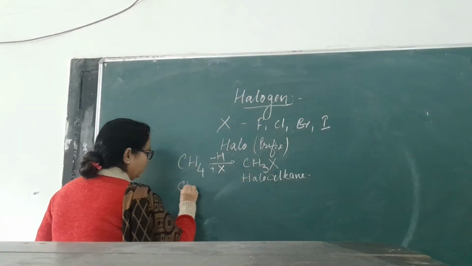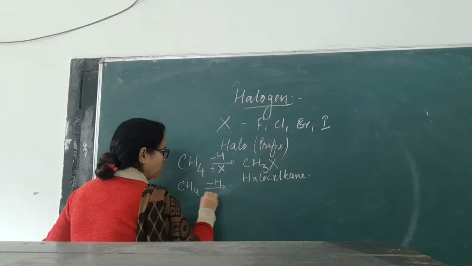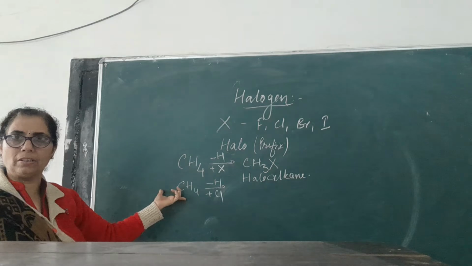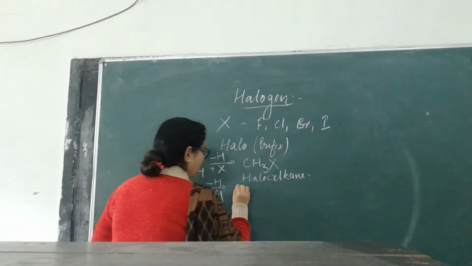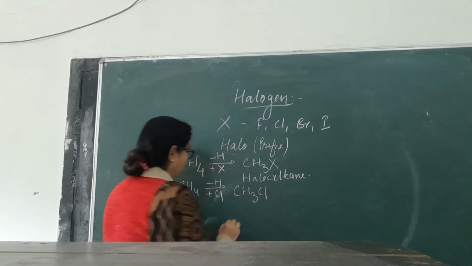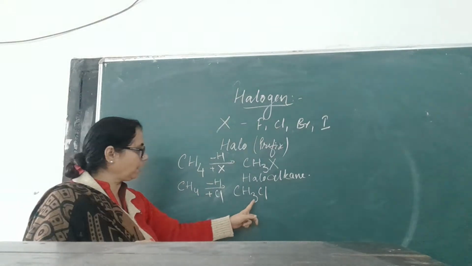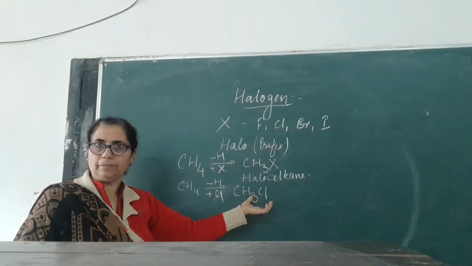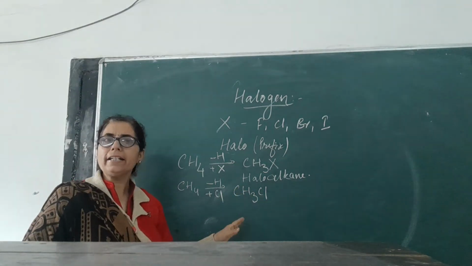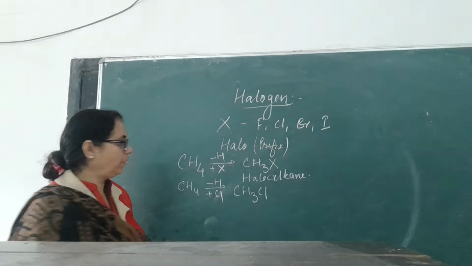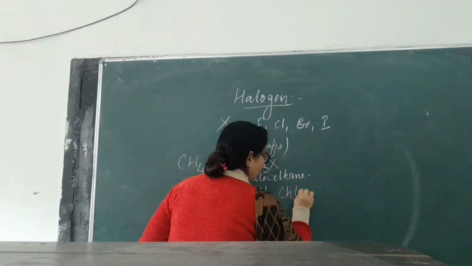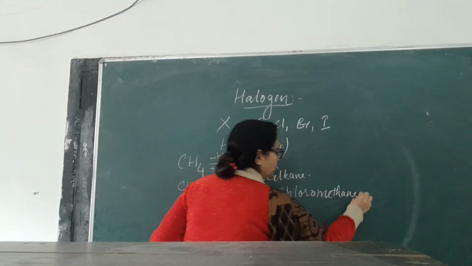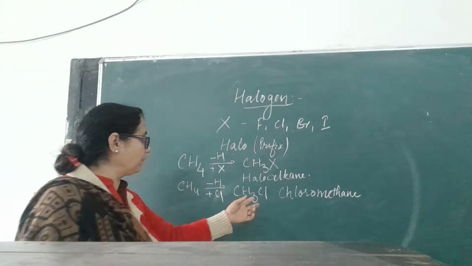Now I am going to take another example where one hydrogen is replaced by one chlorine. You will get CH3Cl. One hydrogen has been replaced by chlorine. Now, in order to write down its IUPAC name, we will write chloromethane. It is chloromethane, as I told.